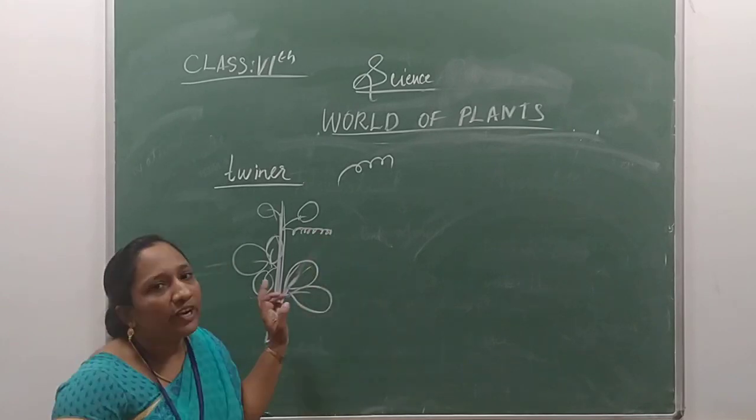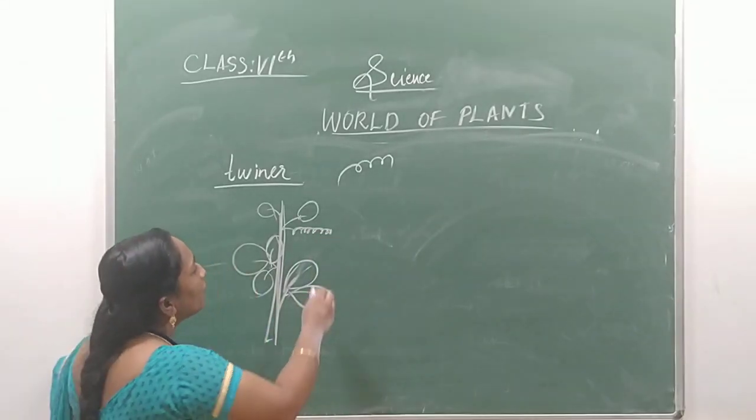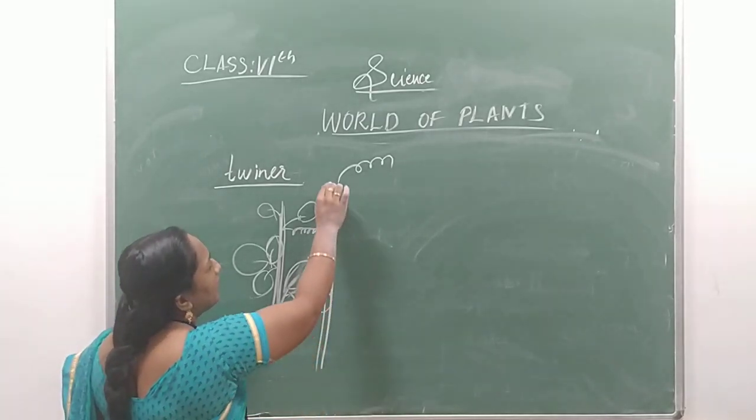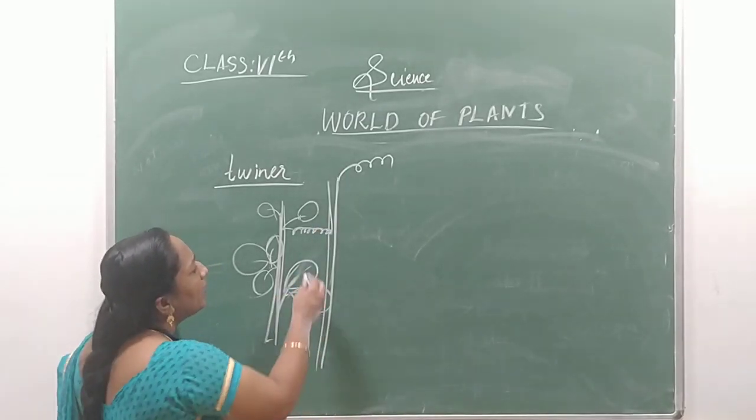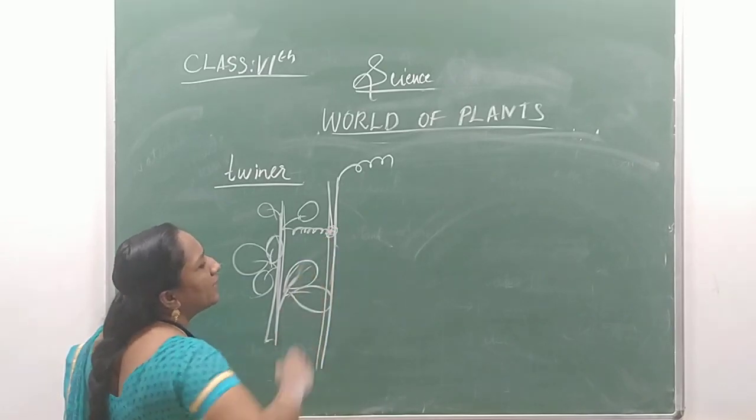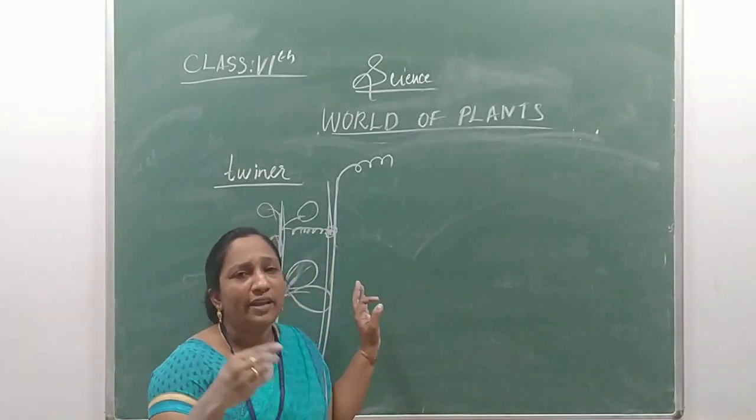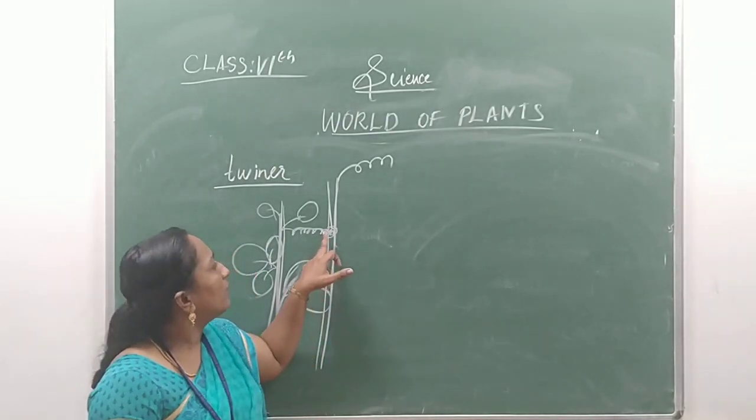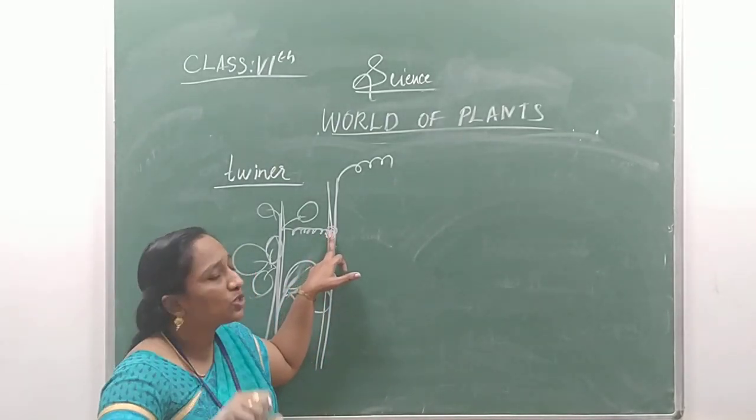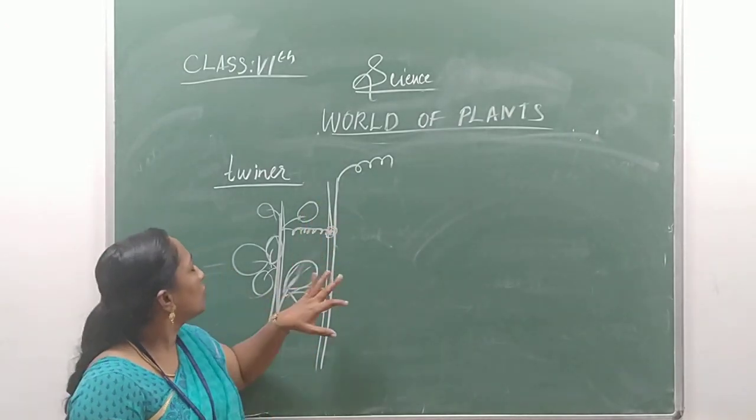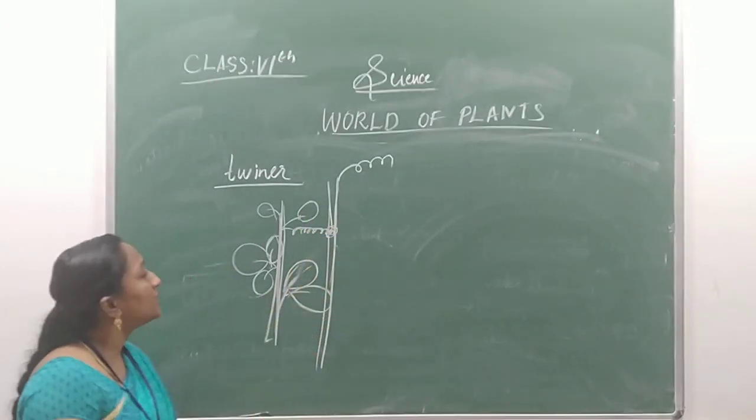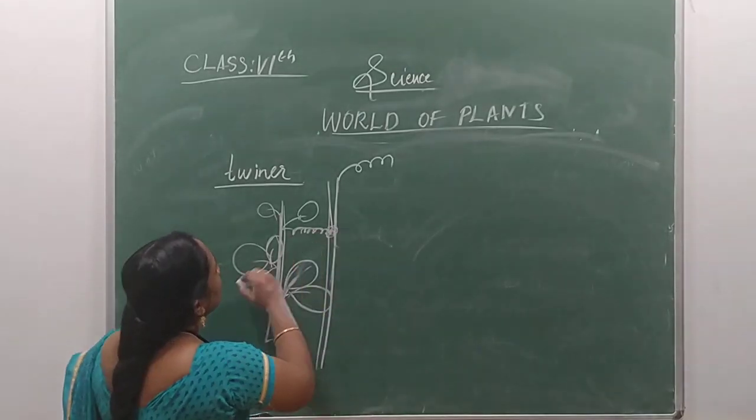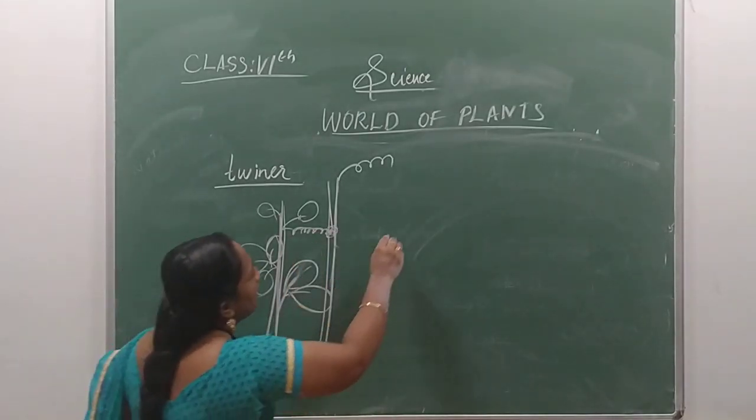The leaf is modified into a spring-like form. With the help of the spring, if any trees are growing nearby, this spring will get attached to the nearby tree or nearby support, or even a wire net, whatever it may be. It picks up or gets attached to the support and it will grow. So that is called twinner. Okay. And next one, climber.